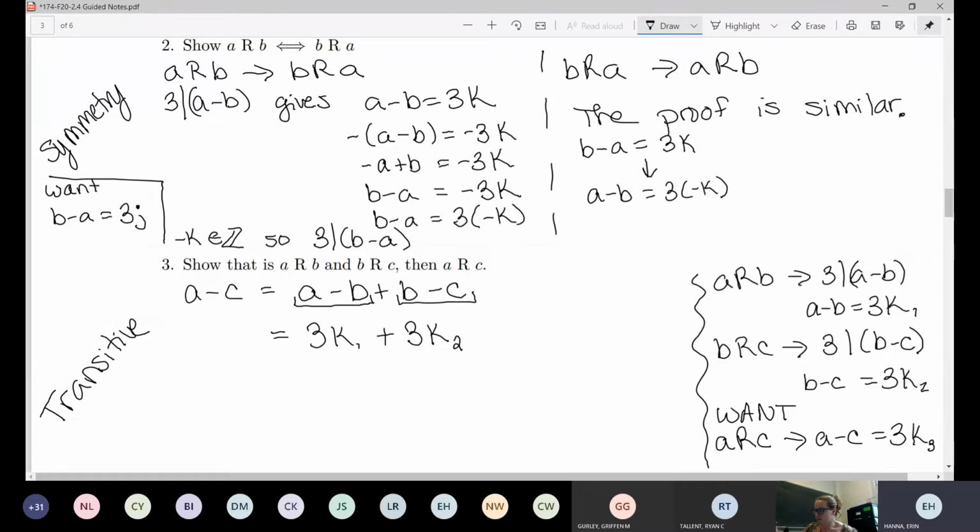And when I make that replacement, I'm looking for 3 times something, so I could factor 3 out of here.